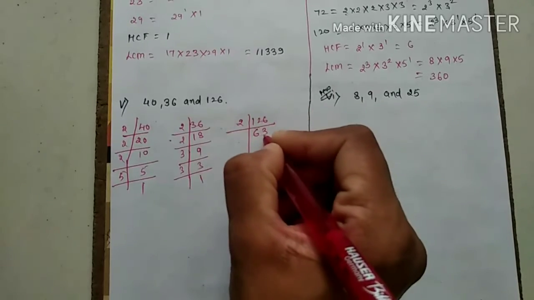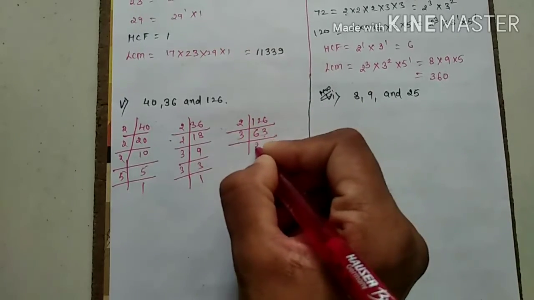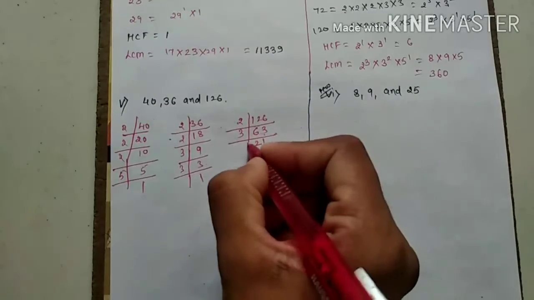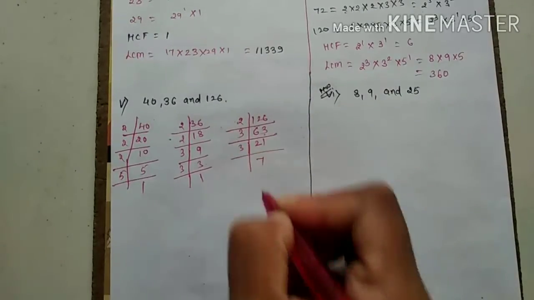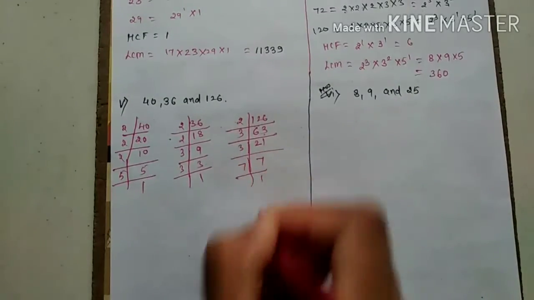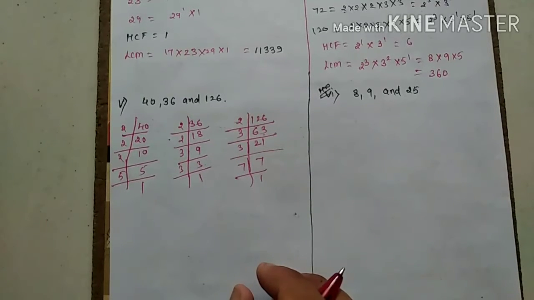After that, 3 is coming. So 3 2s are 6. 3 1s are 3. 3 7s are 21. 7 1s are 7. Is it clear? This is the way you have to do it.